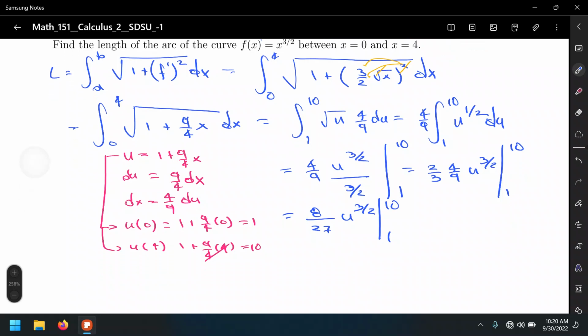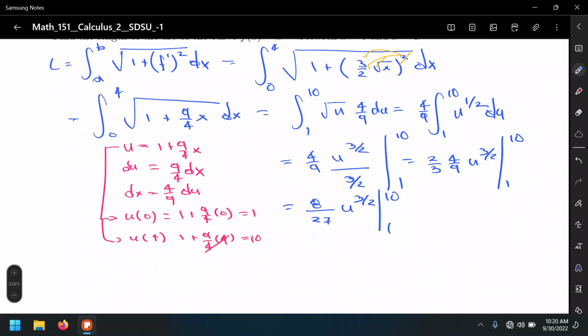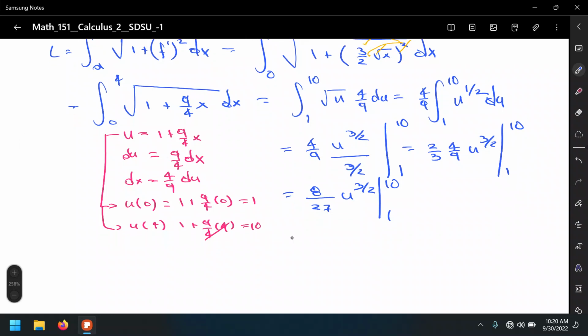So we may now go about the fundamental theorem of calculus. Again, check this out. Notice I changed the limits to the corresponding values in the world of u. This way we don't have to do the back substitution and write a lot of terms. Instead, we can just substitute for u in this case. So that's going to be 10 to the 3/2 minus 1 to the 3/2.